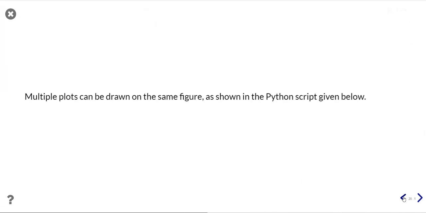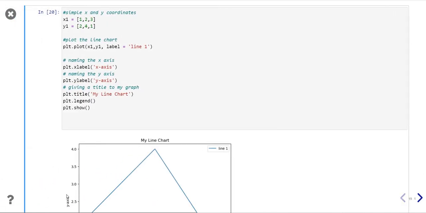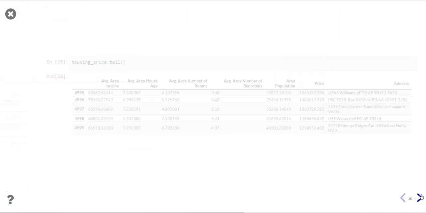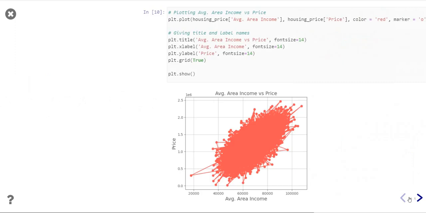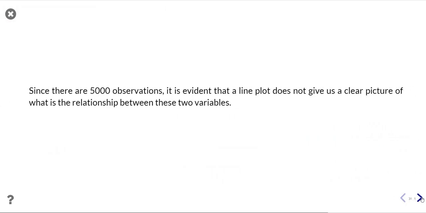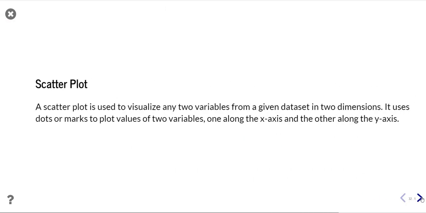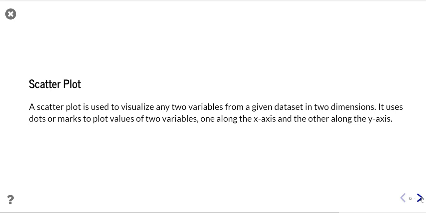Of course, this is actually a very simple one that we did, the line chart. It clearly shows the relationship between x and y. It's a coordinate point: x is this, y is this, x is this, y is this. But here there are too many lines, and it doesn't give a clear relationship between these two variables. So therefore, we can use the scatter plot.